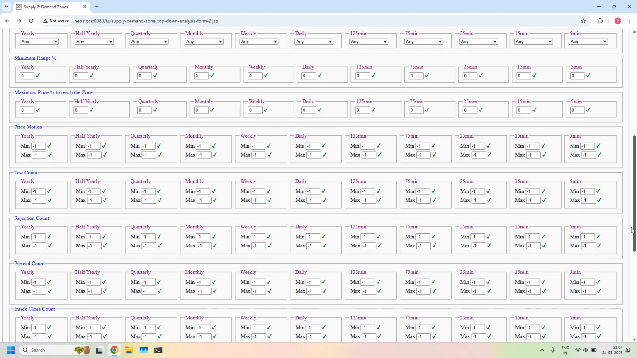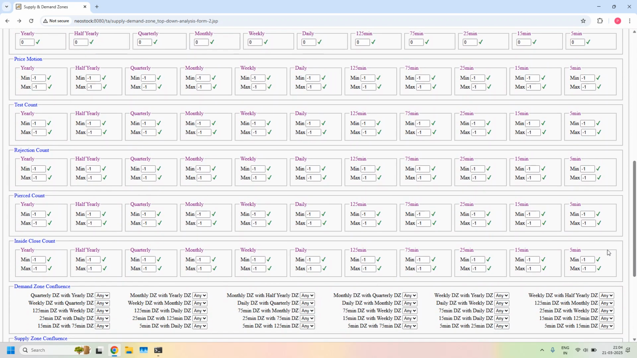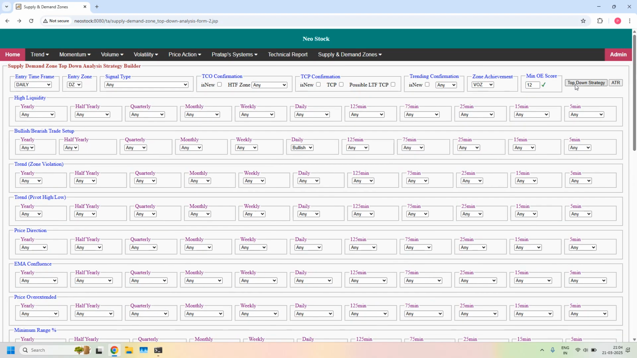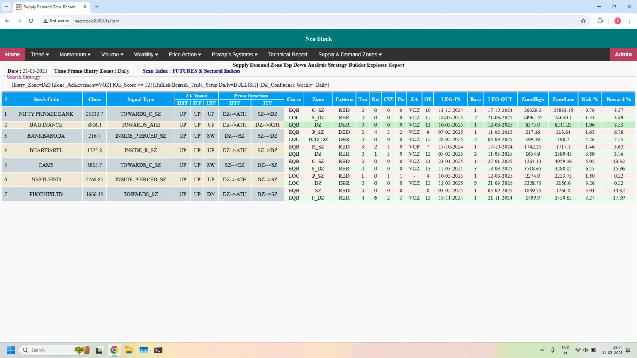So in the demand zone Confluence, I am enabling the filter daily demand zone with weekly demand zone Confluence. With this filter, we got 7 stocks out of 10. That means in all the 7 stocks, these daily demand zones are overlapped with weekly demand zones. All these daily demand zones overlapped with weekly demand zone.